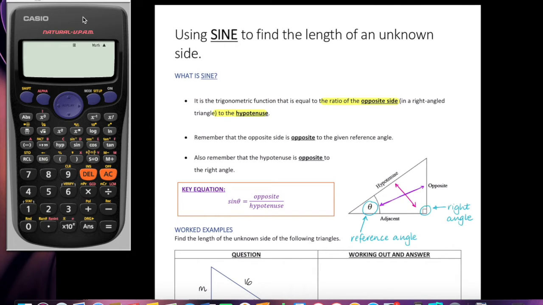When you are labeling your right angle triangle, it's always a good idea to have a look at where the angles are and from there work your way around, especially when you're labeling your opposite and your adjacent, because it is very easy to get them confused.